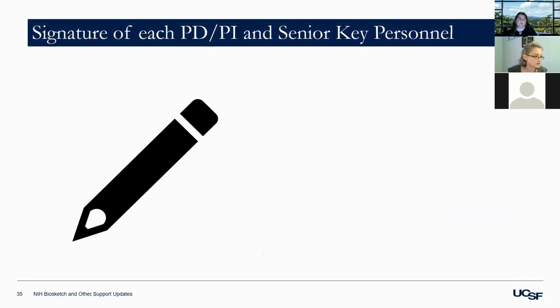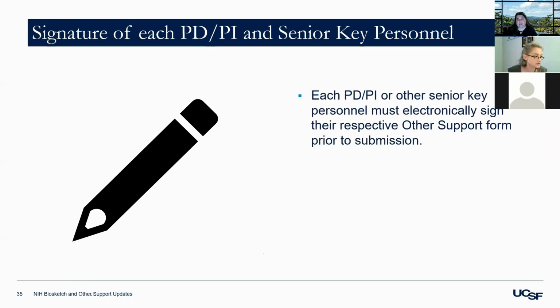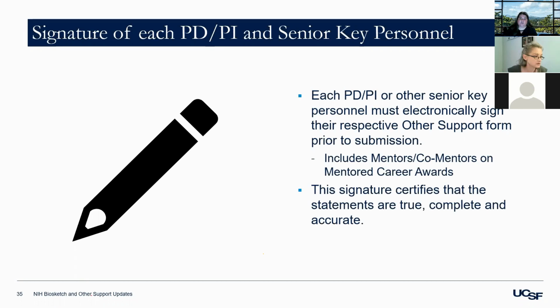And then the other new addition is signature of each of the PD/PI and the senior key personnel. And so that means for their individual other support. So when we're submitting a just in time, we need other support for everybody. They just signed their own individual other support document. When they sign it, they're signing their respective other support prior to submission. This includes mentor and co-mentors on mentored career awards. The signature certifies that the statements are true, complete, and accurate.